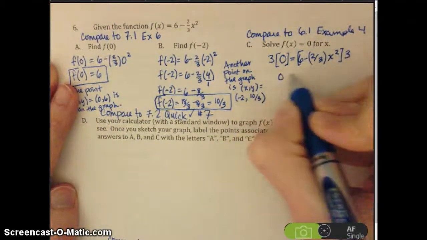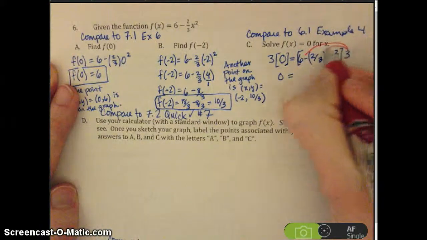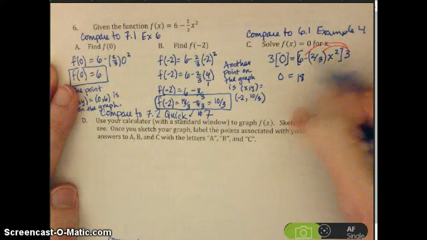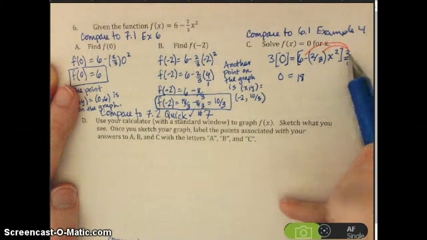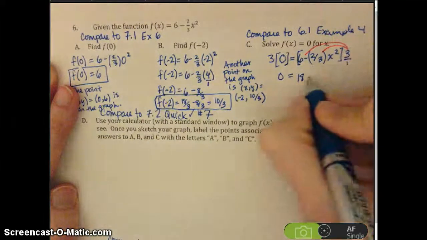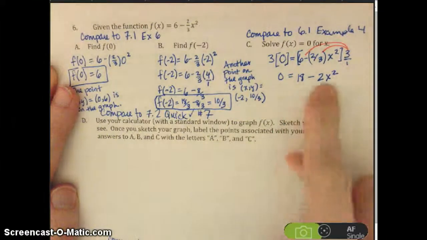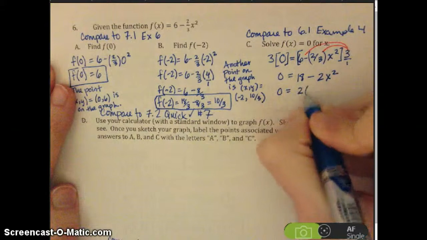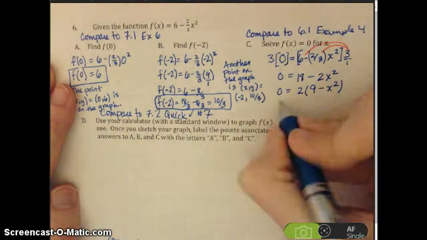So 3 times 0 is just 0. And then on the left, I've got to distribute that 3 to both terms. So 0 equals 18 minus 2x squared, and the point is that when I multiply 2/3 by 3, the 3 in the numerator and the denominator cancel out, and I've cleared my fraction. So that's just a little bit easier for me to work with. And I can see that there's a GCF. And now I can see that that's the difference of squares.